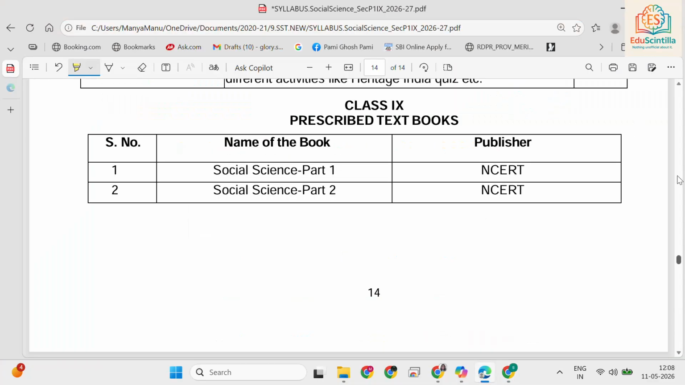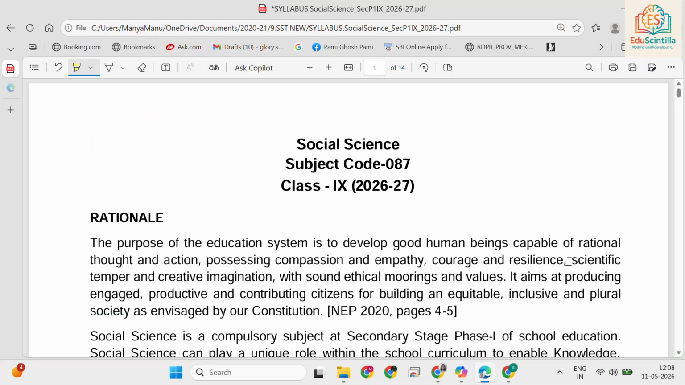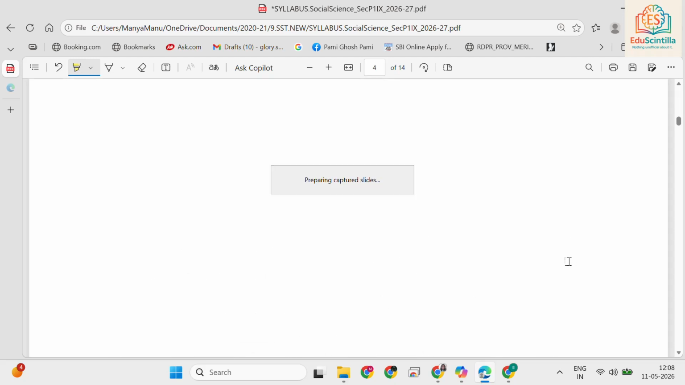So the aim of education is not only to prepare us for exams, but to prepare us for life. So this new syllabus of grade 9 for the academic year 2026-27 aligned with NEP 2020, a journey through history, geography, political science, and economics that shapes us into thoughtful citizens.